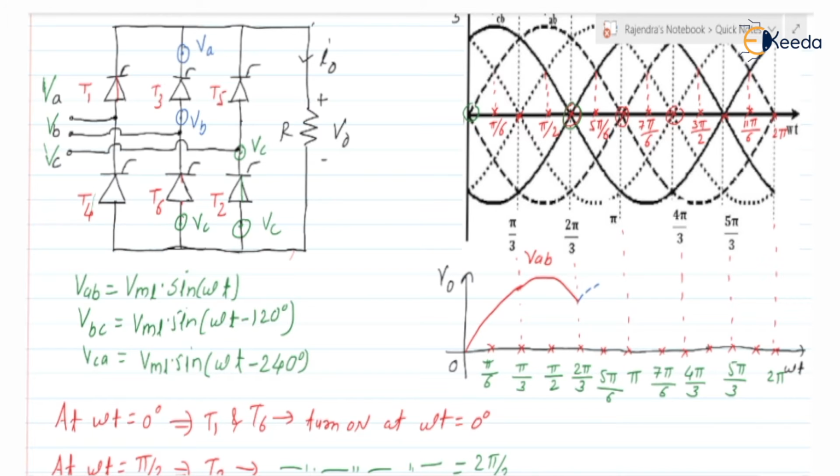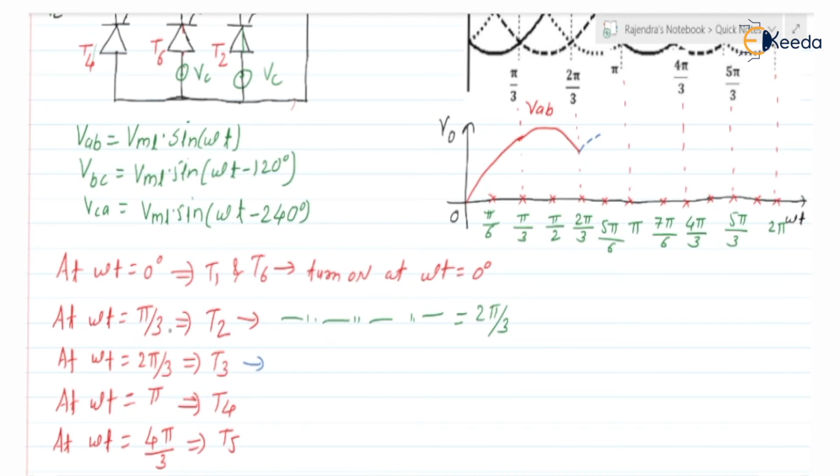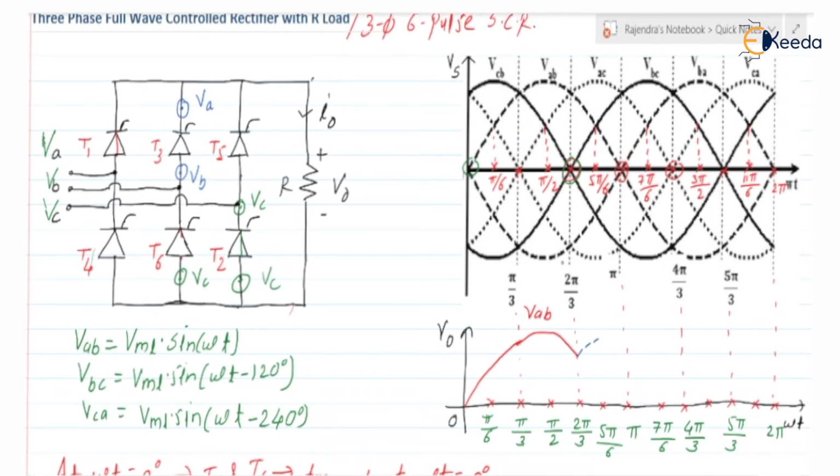So please check the voltage across T3, that is VBA, at 2 pi by 3. VBA means this voltage. At 2 pi by 3, VBA is negative. VBA negative means thyristor T3 is in the reverse bias mode, and we are applying the gate signal. So will thyristor T3 turn on? No. Thyristor T3 will turn on after VBA becomes positive. This instant is nothing but pi, omega t equal to pi.